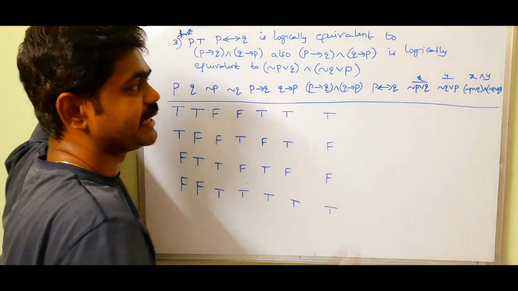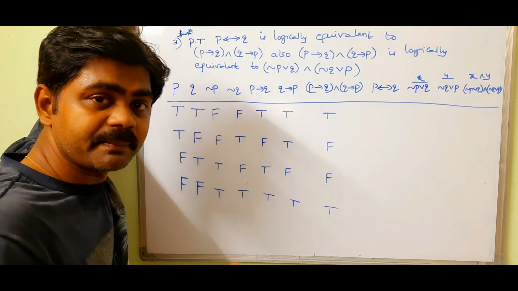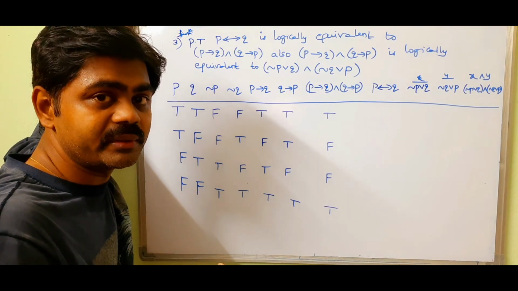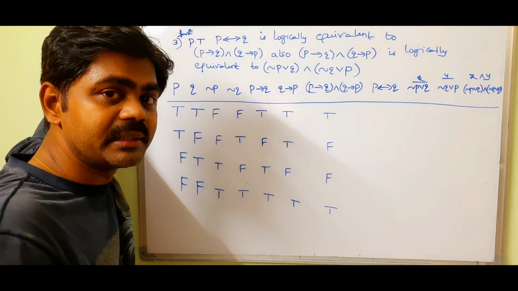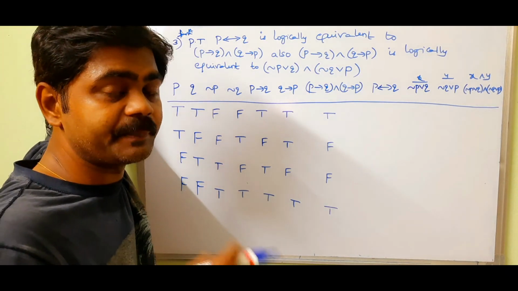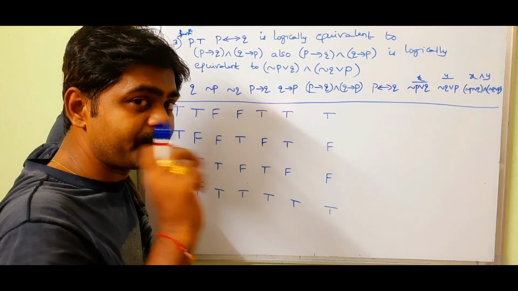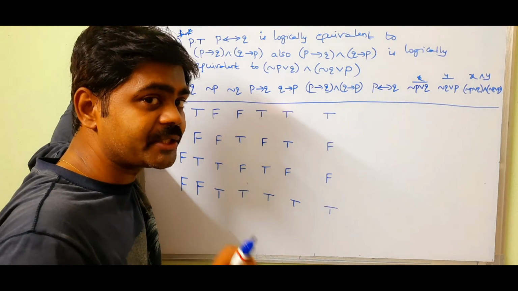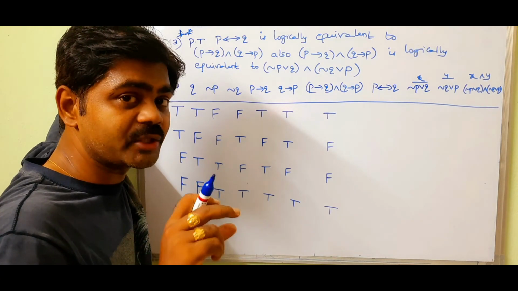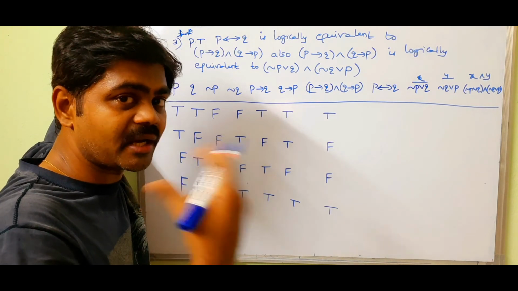So now P double implies Q. What is P double implies Q? If both are true, we will get true. If both are false, we will get true. In all remaining cases, we will get false. P double implies Q means if and only if, remember. If P and Q are both true, we will get true. If P and Q are both false, we will get true. In all remaining cases, we will get false.